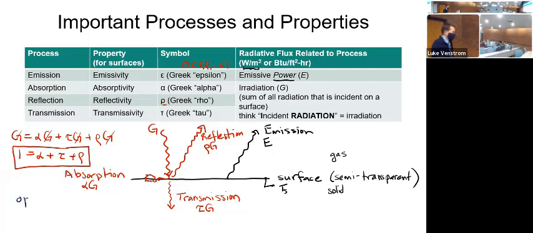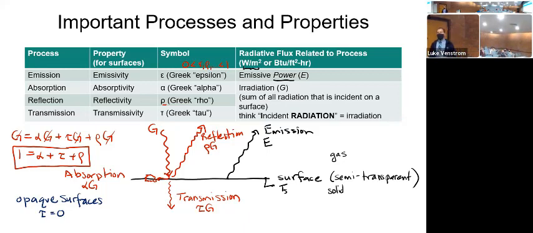There are also surfaces called opaque surfaces. In opaque surfaces, there is no transmission. The energy is either absorbed at the surface or it's reflected at the surface. So tau equals 0 in that particular case. And I'd say the vast majority of surfaces that we'll consider in 376 are opaque surfaces. If you want a really nice application of semi-transparent surfaces, take my solar technologies class and we'll deal with them. Because that's what glass covers are.